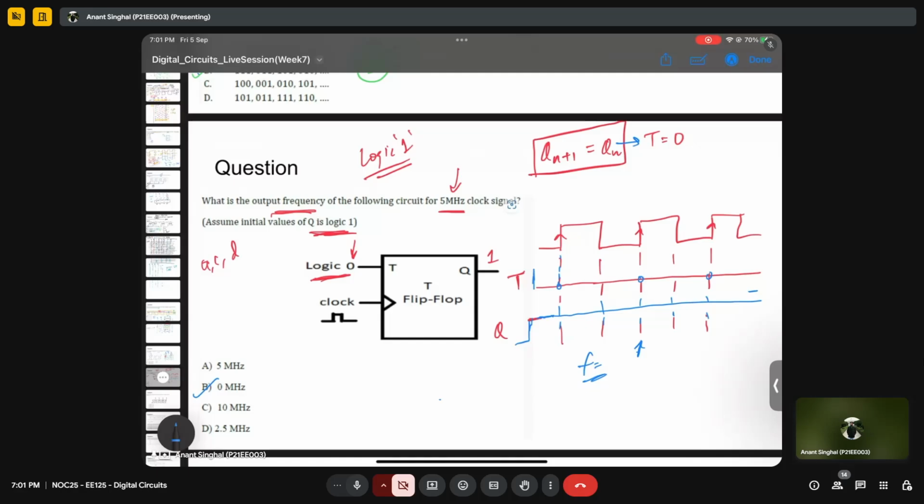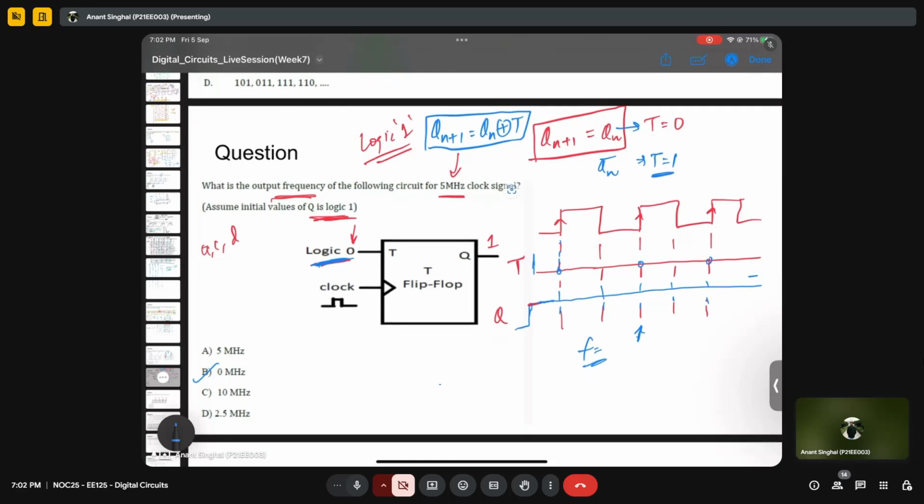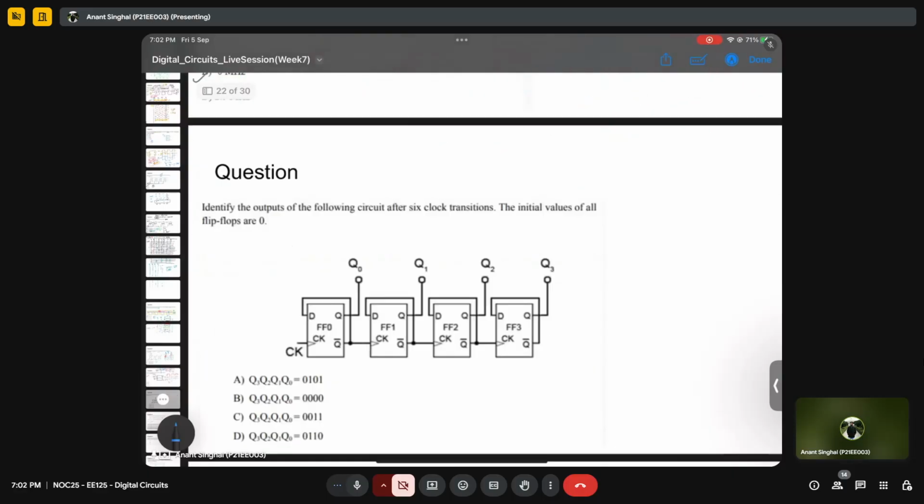Qn plus 1 is Qn bar, right? It's a T flip flop. Yeah, so it's Qn when T is 0 and it's Qn bar when T is 1. The question has said that the input is stuck to 0. No, it toggles the input, right? Yeah, so it toggles only when, so the actual formula, as I told, is Qn XOR T. So it only toggles when T is 1. Okay, yeah, so let's move to the next problem.